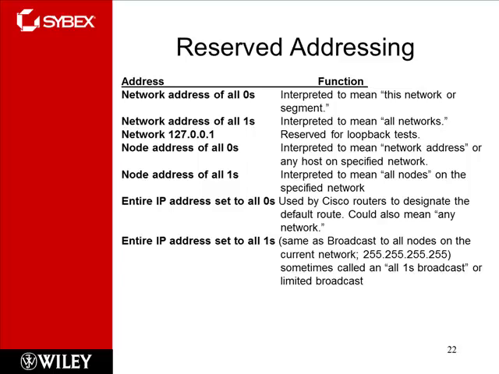0.0.0.0, because if we do a default route, we did the default routes, we talked about that. It was 0.0.0.0 with a subnet mask of 0.0.0.0. So that means the network address of all zeros means this network or segment as we go through those things. 127.0.0.1, we've had that. Node address all zeros, the network address. Node address all ones, the broadcast address, which sends the information to all the machines on this network. Entire IP address set to zeros to designate a default route, and it's not just Cisco that uses that. Microsoft uses that for a default route also, 0.0.0.0 to 0.0.0.0. Because in a server, you can make a Windows server a router. The entire IP address set to all ones, same as a broadcast of all nodes, sometimes called the all ones broadcast or the limited broadcast. So the all ones, we're still talking about broadcasts here.